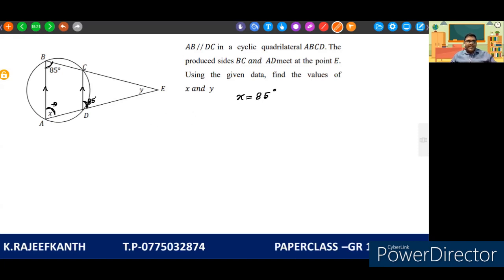Now here we know that this is 85. Here this is a triangle. The sum of these three angles should be equal to 180 degrees. So we can write y plus 85 degrees plus 85 degrees is equal to 180. So y plus 170 is equal to 180 degrees. Then y is equal to 10 degrees. Then the value of y is equal to 10 degrees.